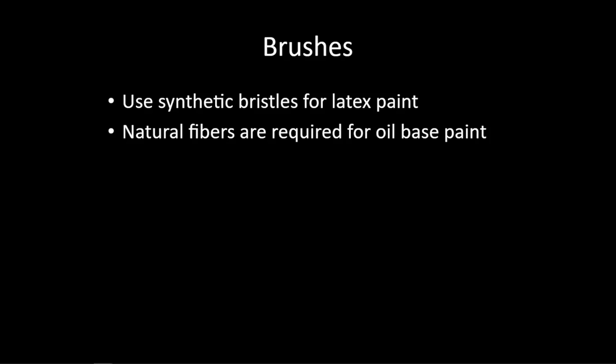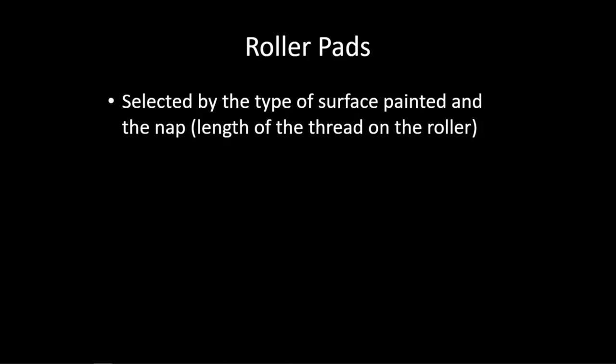Brush is pretty simple. If you're using an oil-based paint, you need to use natural fibers. The nap is how thick your roller pad is, the roller that goes on there. If you're doing something like a concrete block, you need a really thick nap so the material squishes into those holes as you go over it. If you're doing something extremely flat, like a completely smooth concrete sidewalk that hasn't been roughed up, you need a really thin roller so you don't put too much paint down.